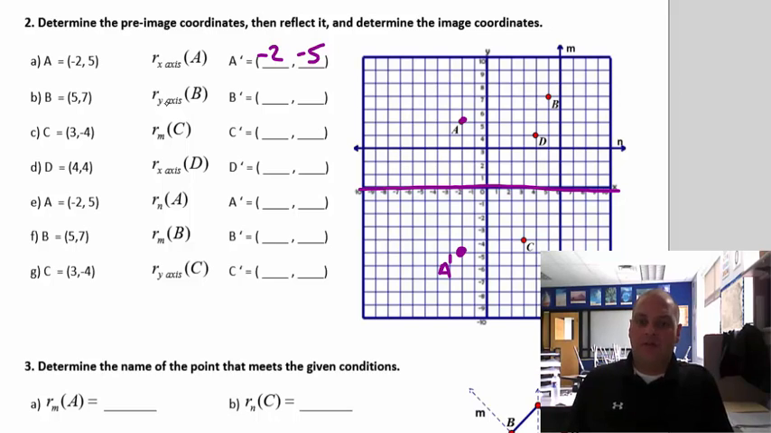Point B, we want to reflect over the y-axis. So we are reflecting over this axis right here. Here's our line of reflection.